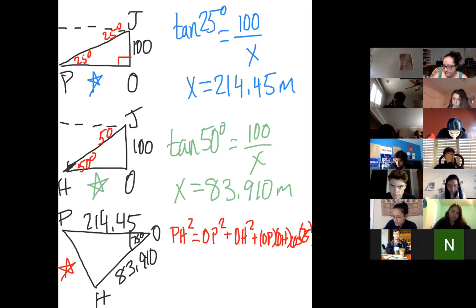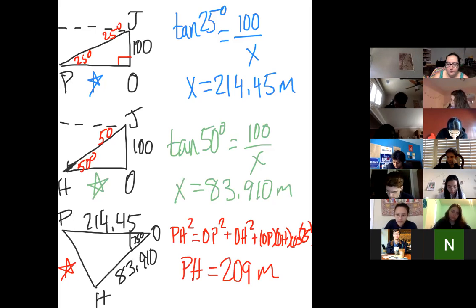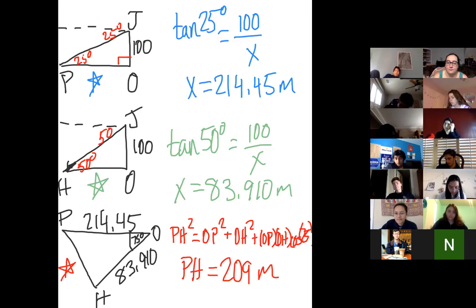Math happens. By this point, I really think I don't need to go through the steps of solving cosine rule. When you round it, you should get 209 meters. Wait, you would multiply by -2, right? Yeah, sorry, it's -2 in the formula.